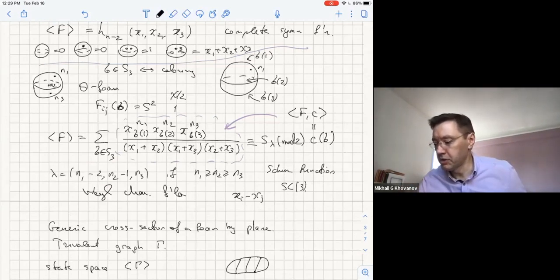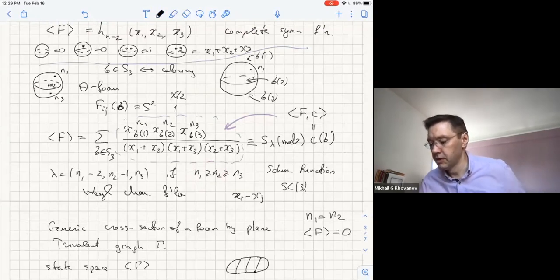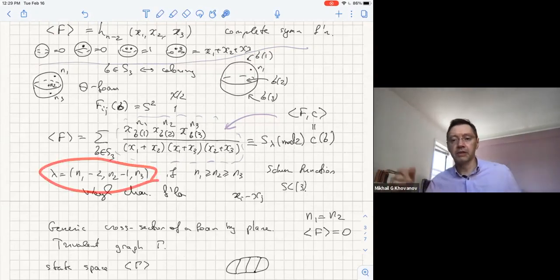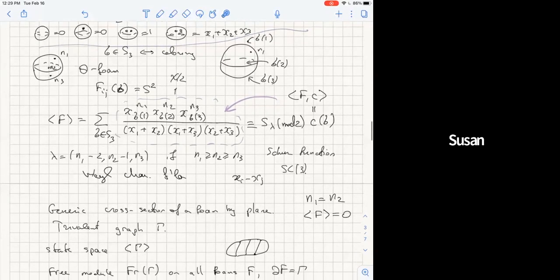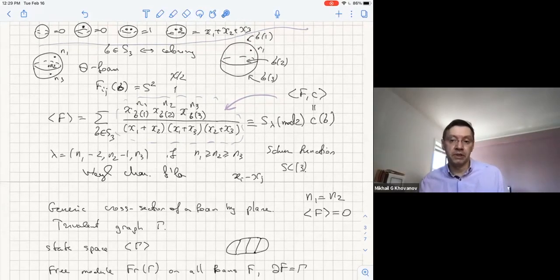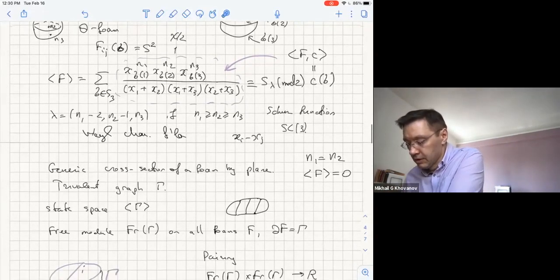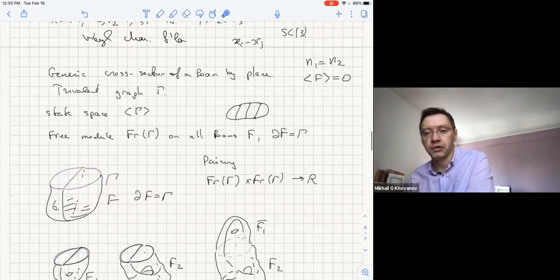Now, if it's not a partition, if, for instance, n1 is equal to n2, then the whole thing evaluates to 0. So, for example, if n1 is n2, then this evaluates to 0. Otherwise, if everything is good, we get the Schur function, or otherwise 0. So it's interesting to see the Schur functions, fundamental in representation theory, come out of foam evaluation for the simplest foams. Maybe pause for questions.